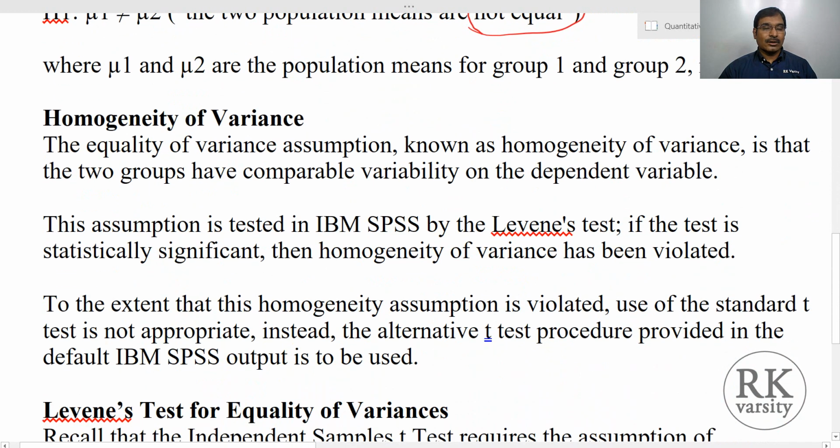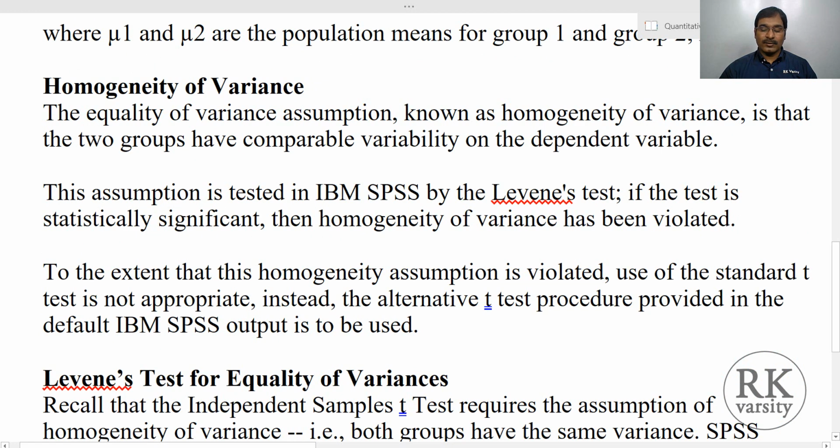Now coming back to the homogeneity of variance. While running an independent samples t-test, we assume that the variance should be homogeneous across the two groups. How do we check whether it is homogeneous or not? For that purpose, we use a test called Levene's test. SPSS will automatically give you the output for Levene's test, and using it we find out whether the variances are homogeneous among the groups or not.